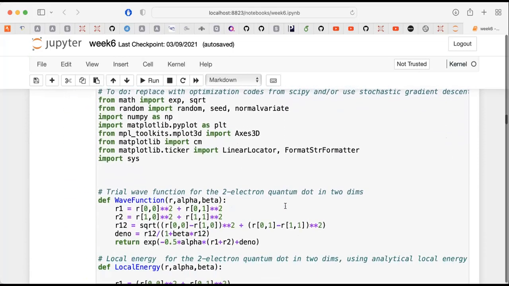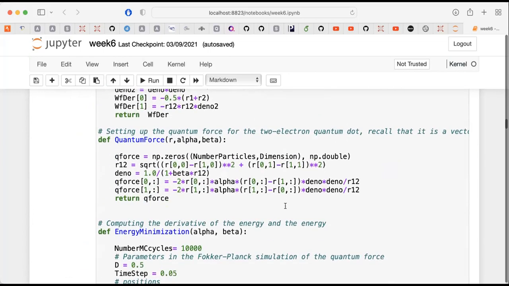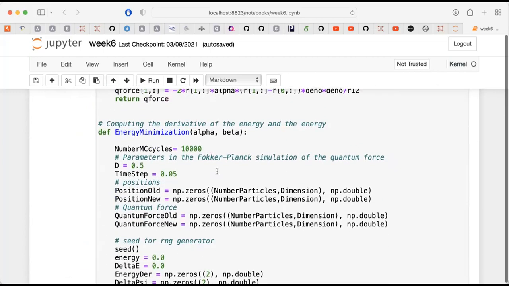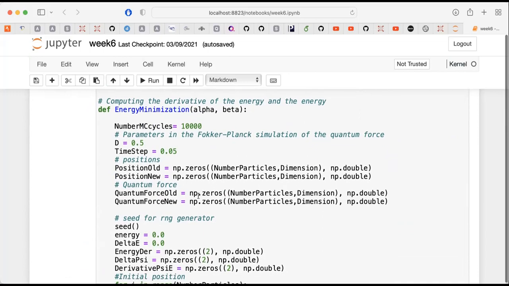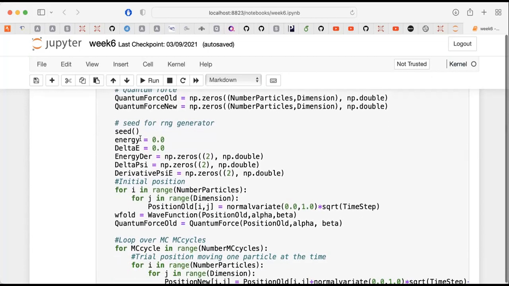Now, in this specific case, I'm starting everything randomly, so it's a stochastic calculation, and I'm setting up just 10,000 Monte Carlo cycles. You can clearly augment that if you want to. Then what comes are the same basic steps as before. Old position, new position. We calculate the old quantum force and the new quantum force. We set up the expected values of the energy, delta E. We have the energy derivative, which is the new expected value.